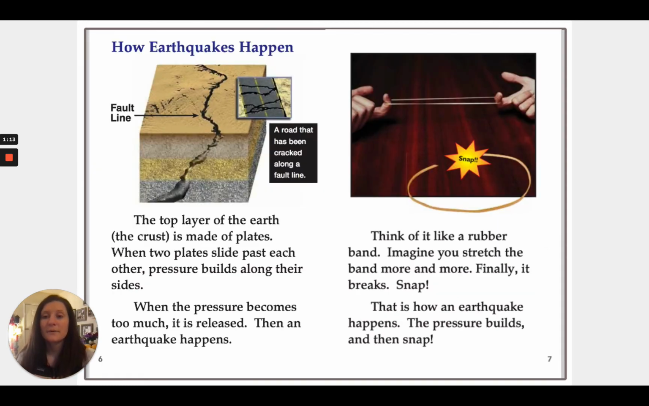How earthquakes happen. The top layer of the earth, which is the crust, is made of plates. When two plates slide past each other, pressure builds along their sides. When the pressure becomes too much, it is released. Then an earthquake happens. Think of it like a rubber band. Imagine you stretch the band more and more. Finally, it breaks. Snap. That is how an earthquake happens. The pressure builds and then snap.